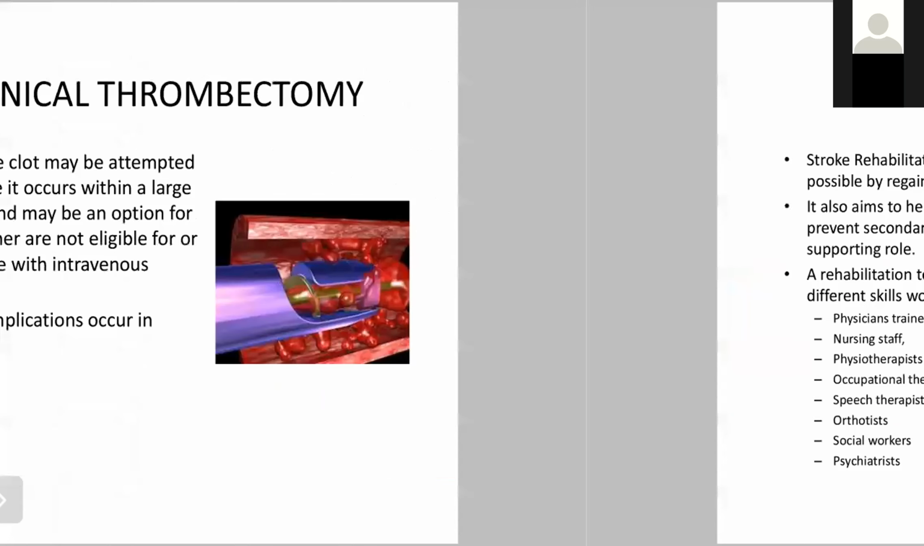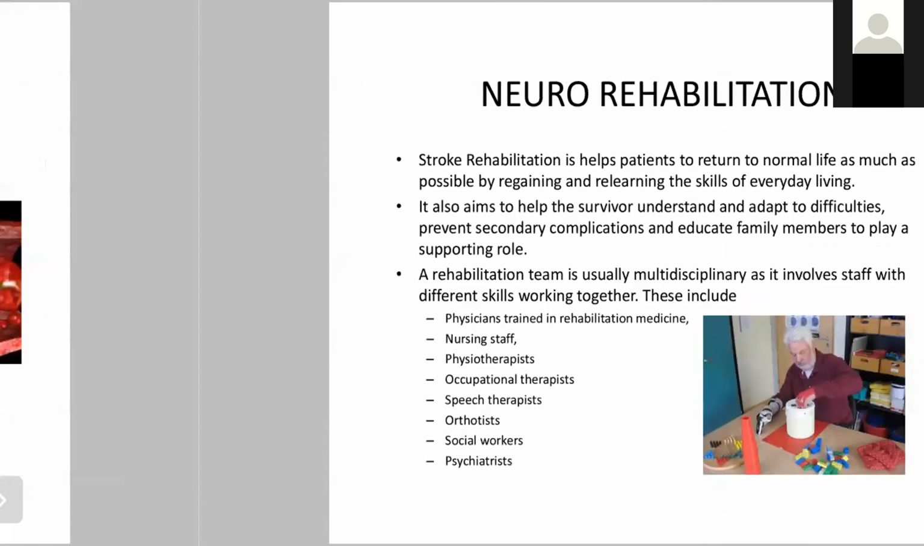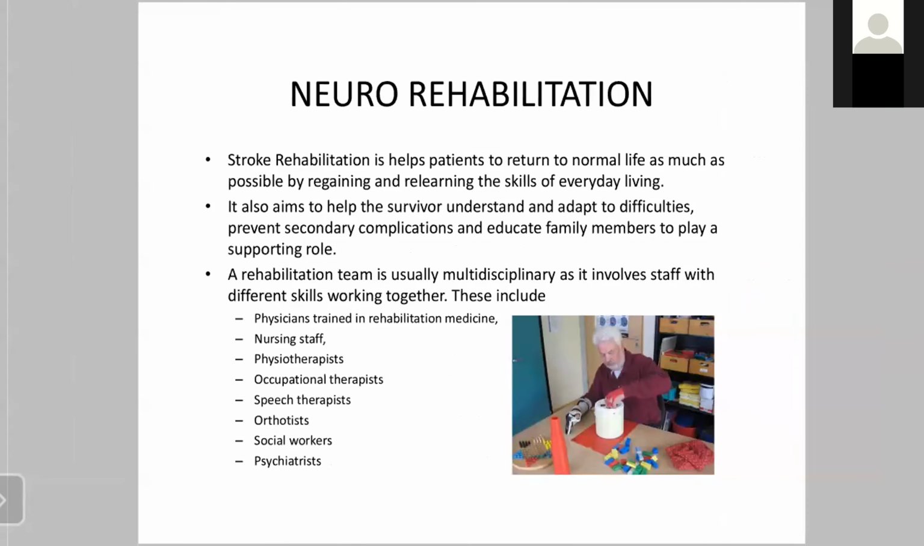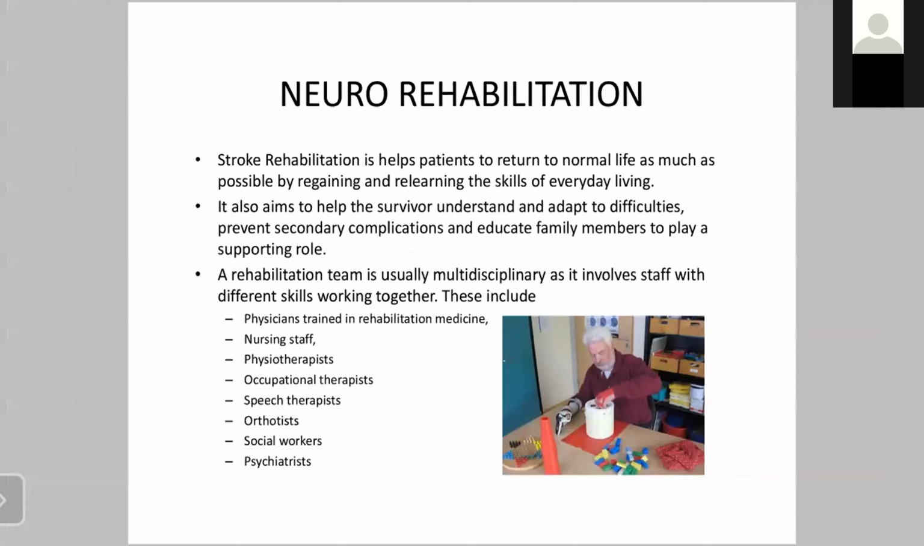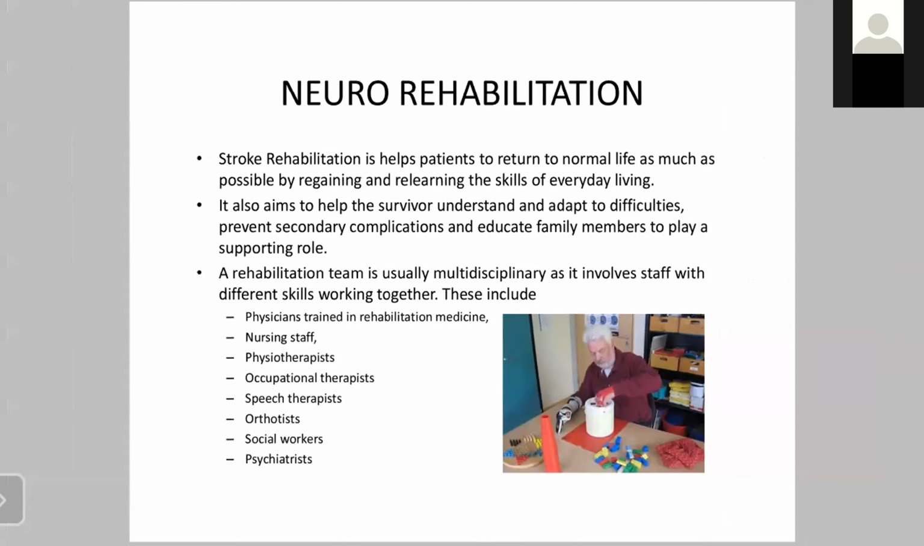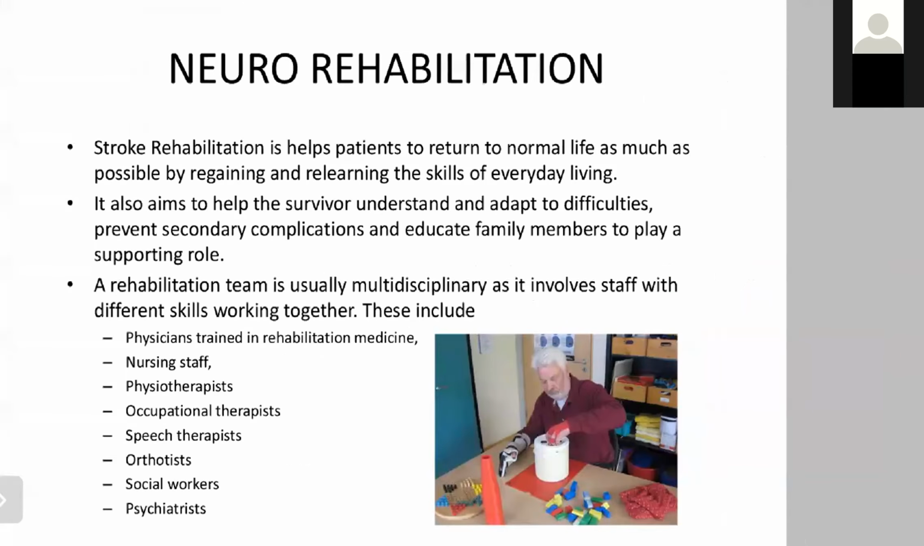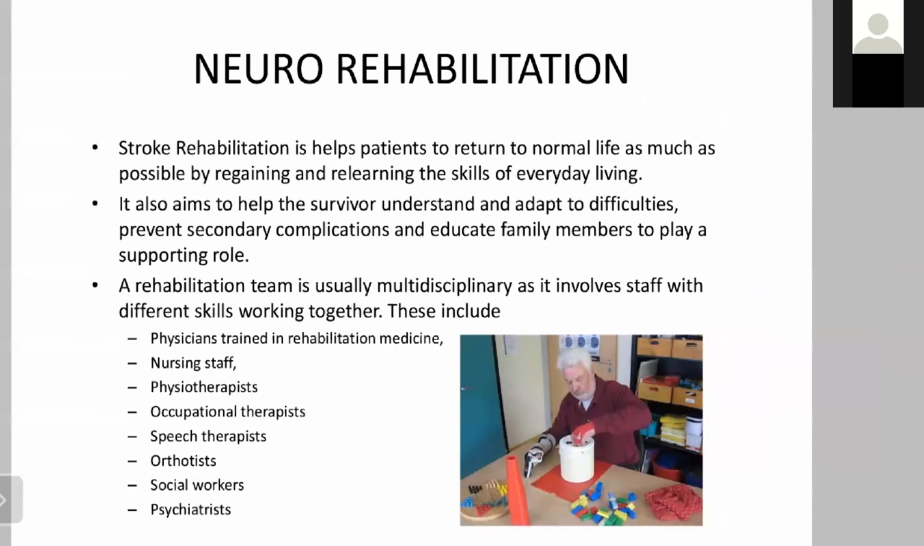Okay, then there is a final role you have. Once you have treated the stroke, now there is time for neuro rehab. Stroke rehab helps patients to return to normal life as much as possible by regaining the rhythms of everyday living. It also aims to help them survive and adapt to difficulties, prevent secondary complications, and educate family members to play a supporting role.